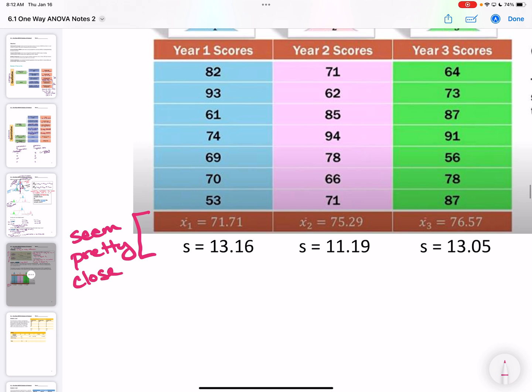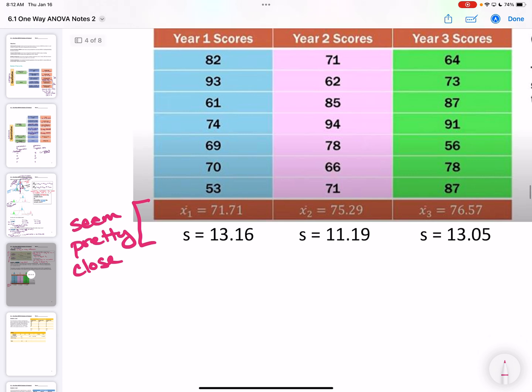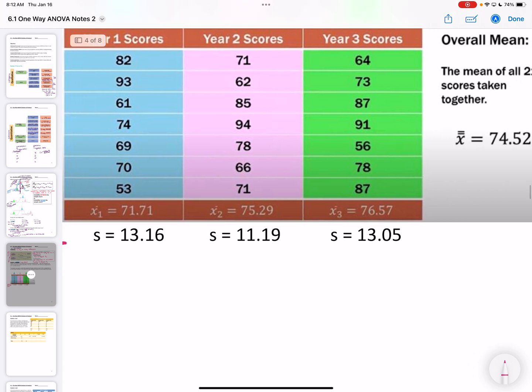So if they seem pretty close to each other, do you think the averages are going to be equal, or do you think there will be a statistical significance in the differences, which would be our alternate, that they're not equal? Equal, yeah. 71.7, 75.2, 76.6. They're all pretty close, so I don't think I'm going to get to reject, right? So that's what we do first.